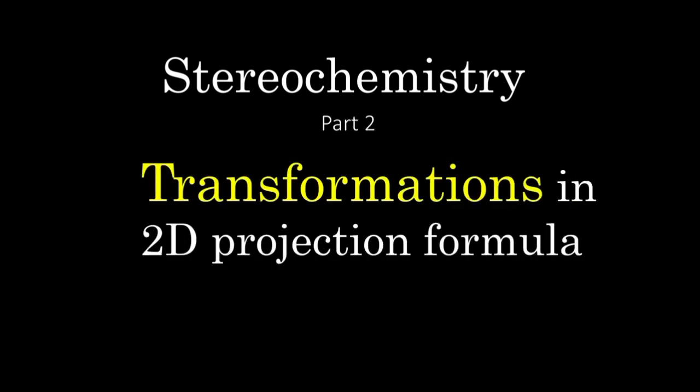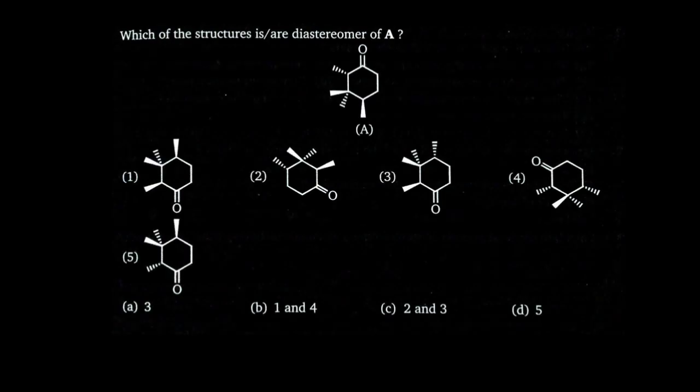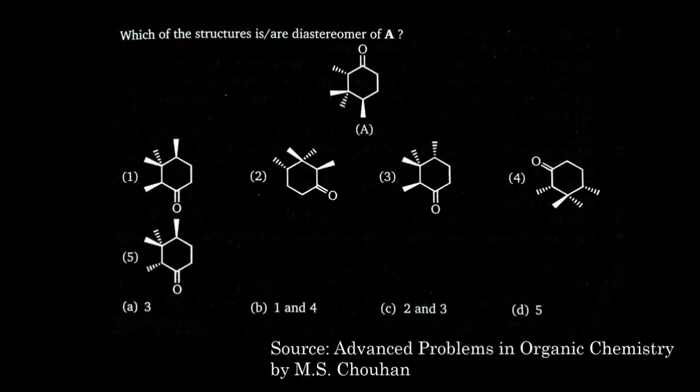In this video, I will be discussing transformations in two-dimensional projection formula. These transformations are very useful in solving questions that involve identification of enantiomers or diastereomers, especially in restricted rotation systems.